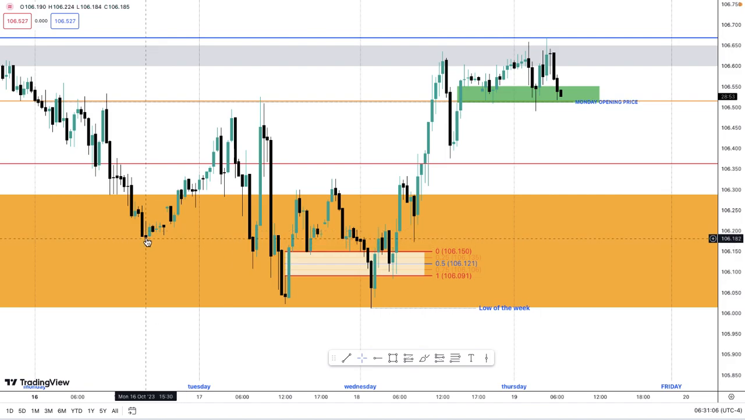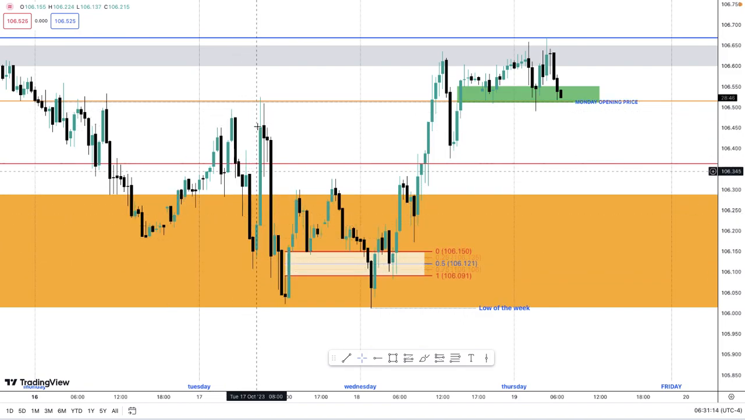We have a low formed on Monday in the PM session that gets raided. This low as well gets raided. And then we have this low being formed on Tuesday. So you can expect Tuesday to typically form the low of the week. As a smart money trader, if you see a low like this being formed on Tuesday, especially during the London kill zone, you can anticipate it being the low of the week going into Wednesday.